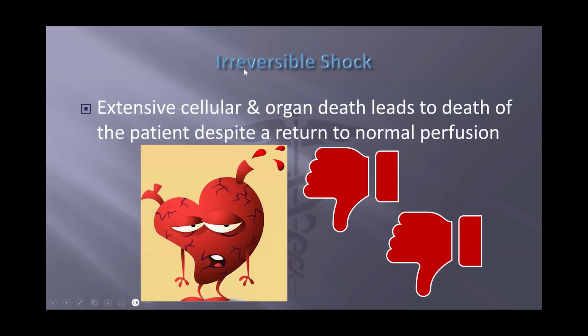Now we finally get to the irreversible shock stage. This is where you wind up, because of that hypotension, that loss of perfusion status for a while, with the cells themselves and the tissues of the organs dying, and this leads to the death of the patient. Even if we could get return of normal perfusion, unfortunately, the damage is already too extensive and too widespread. Our renal system, our liver, our heart, our kidneys, our brain, everything is no longer really working. So it's just not going to help, unfortunately.